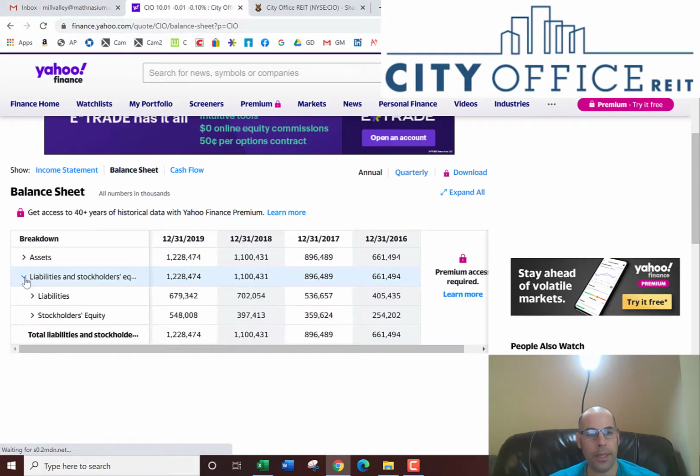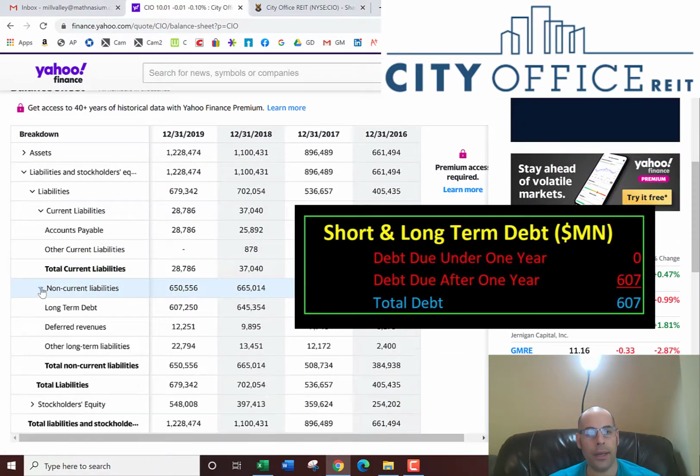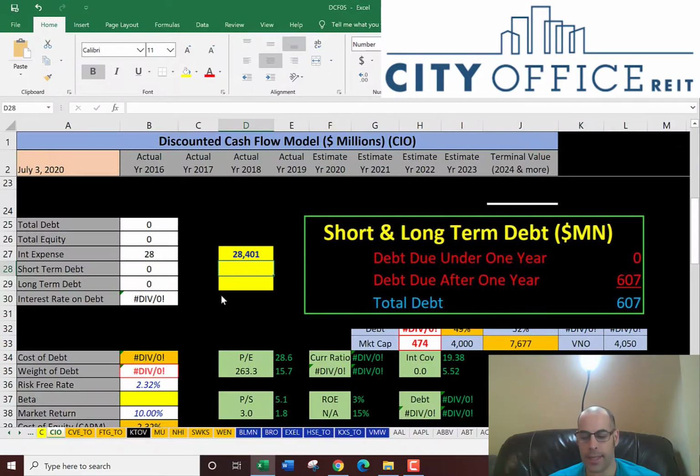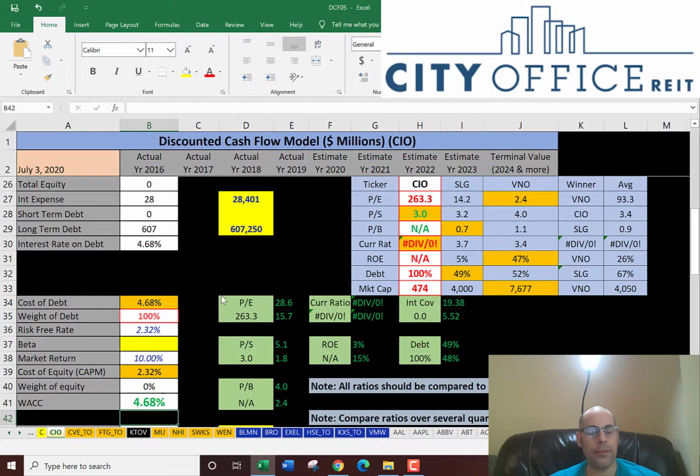We'll go to the liability section and current liabilities. They have no current debt. Non-current liabilities: they have long-term debt of $607 million. That means that's debt due after 1 year. So it might be due in 2 years, 5 years, 10 years. And the cost of debt is 4.7%.